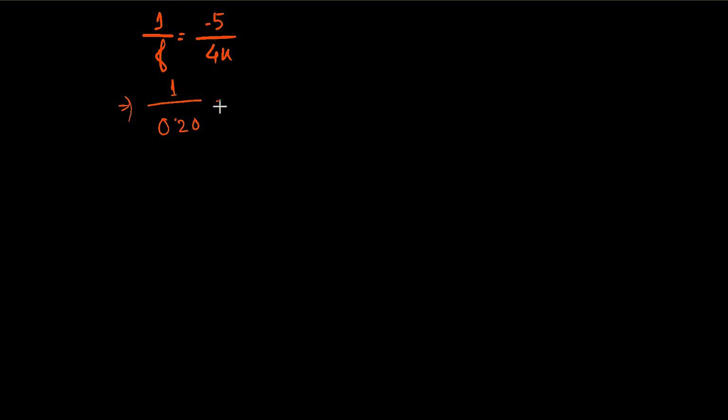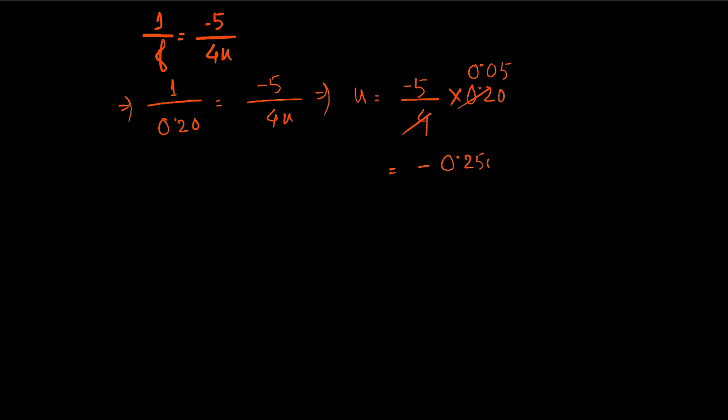0.20 equal to -5 by 4u. We have to find out the u and just cross multiply it. You are going to get u equal to -5 by 4 into 0.20, right? So if you just cut it down by 4, you are going to get 0.05. And if you further solve it, you are going to get -0.25 meter. That means you have got the object distance for real images, minus 0.25 meter.